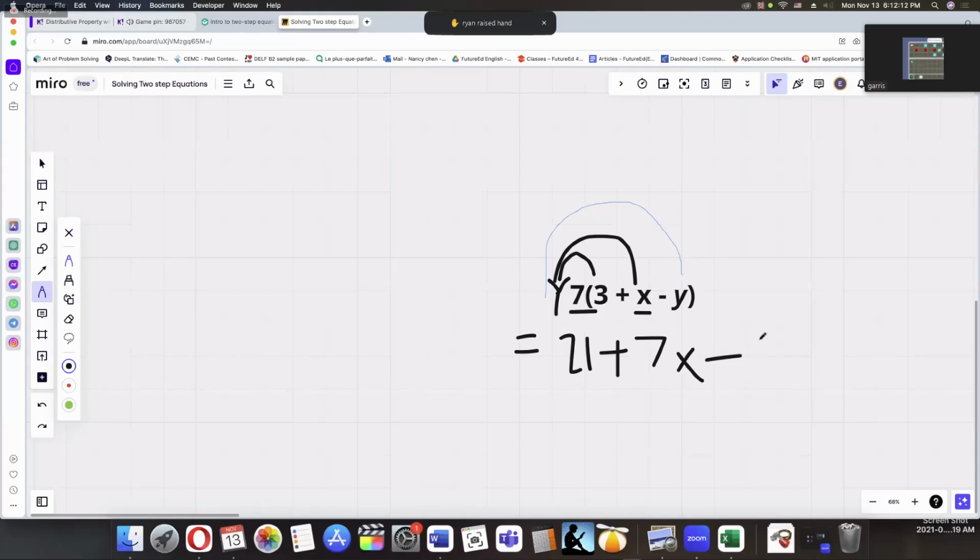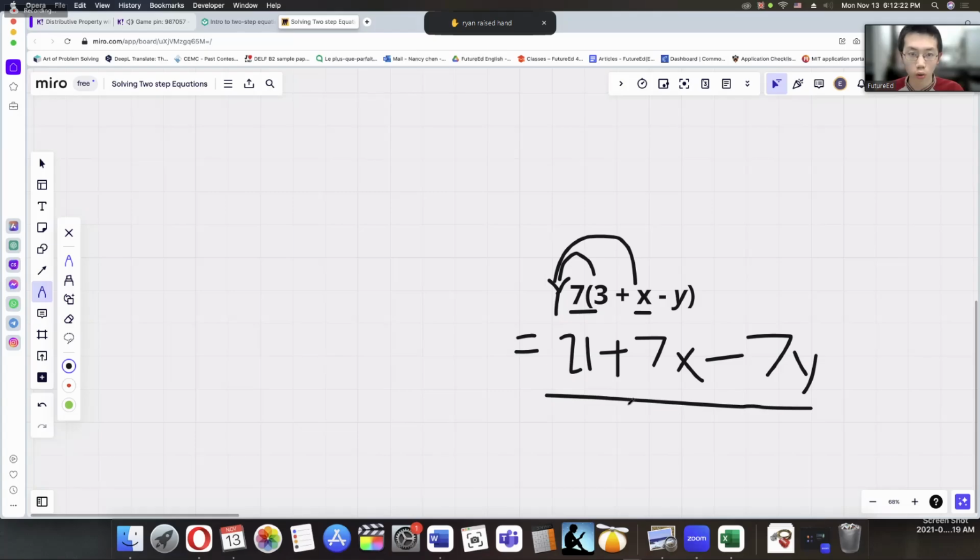Negative 7y. Negative 7y. Awesome. So by shooting Angry Birds, we got all 3 of these variables out of the brackets. And you see in this expression, there are no brackets at all, right? We completely remove the brackets. So that's kind of the beauty of shooting Angry Birds to do distribution.